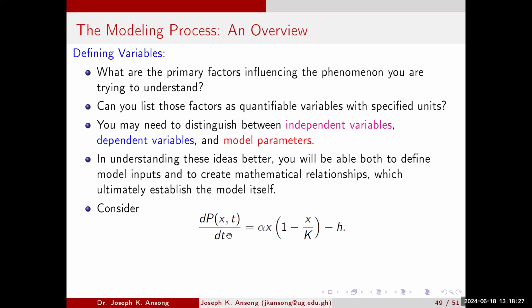So this is just an example. You have a dependent variable P, which is a function of X and T. X is space and T is time. How that is changing with respect to time is governed by this, where alpha, H and K here are some parameters of the model, right? So you would come up with something that tells you how, say, the population of a species is changing with respect to time.